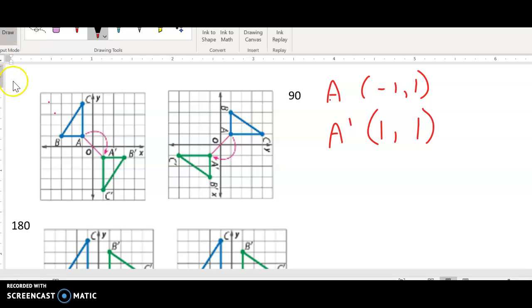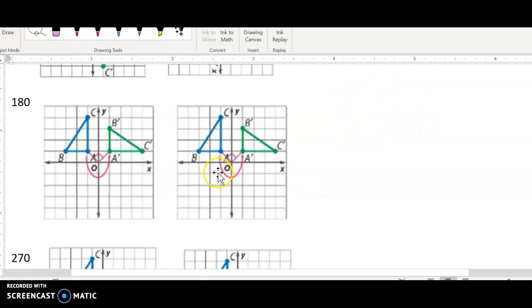So you can physically turn your paper 90 degrees clockwise. This works on all rotations, and you can actually physically turn it and do it. So watch on this one. You're watching this point right here.